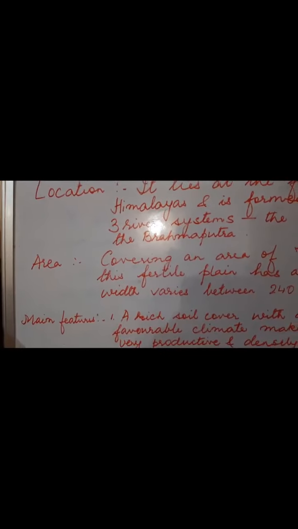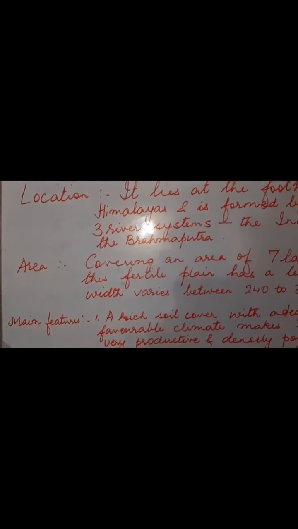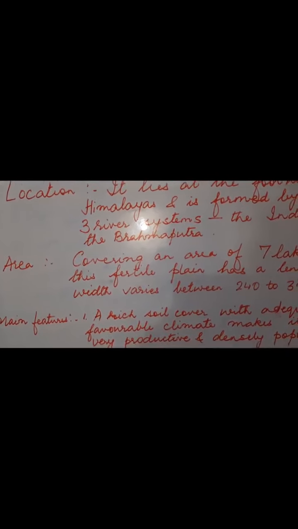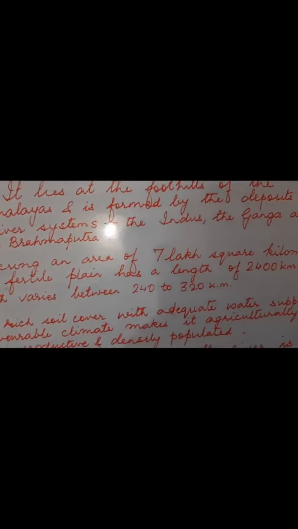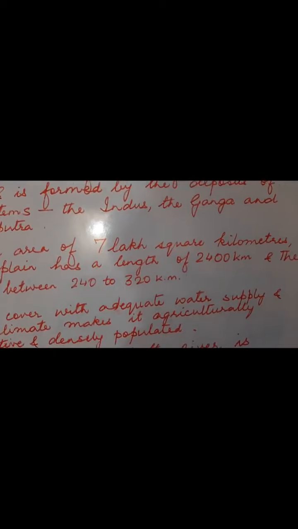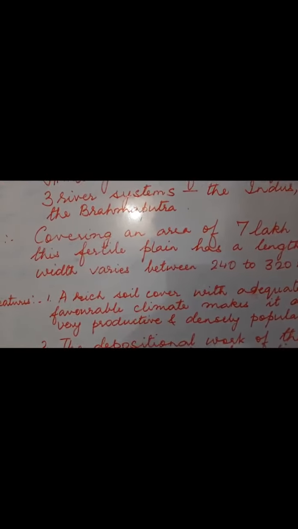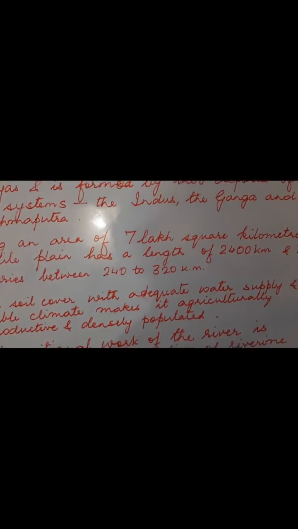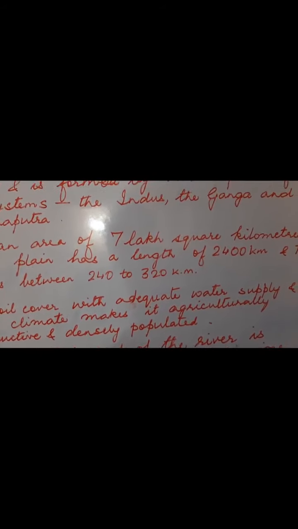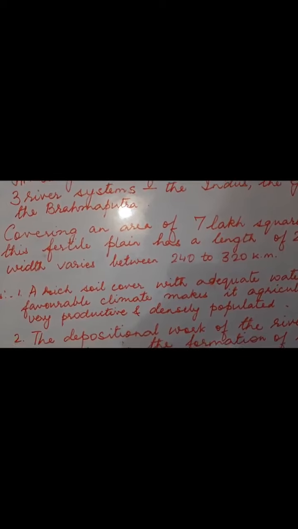Second comes the topic area. So in area we will write covering an area of 7 lakh square kilometers. This fertile plain has a length of 2,400 kilometers and the width varies between 240 to 320 kilometers.